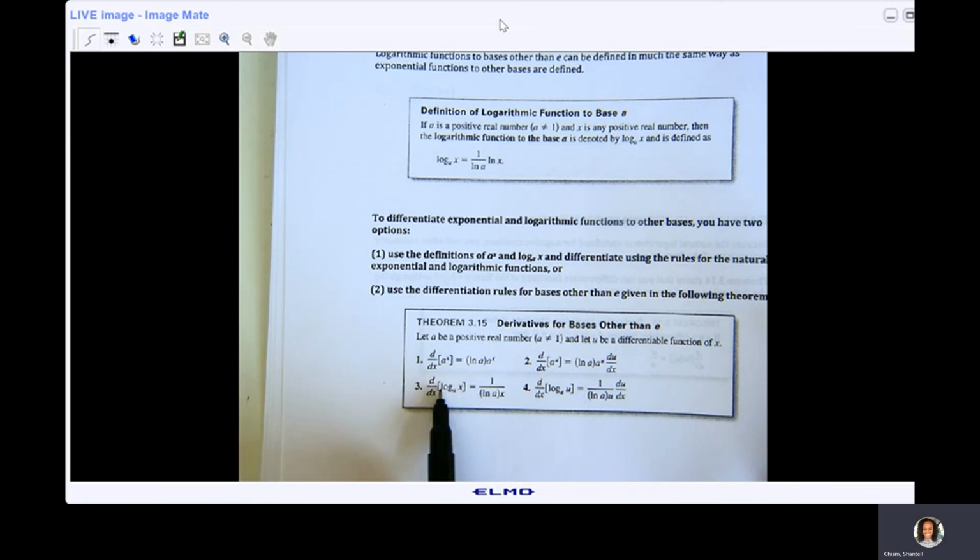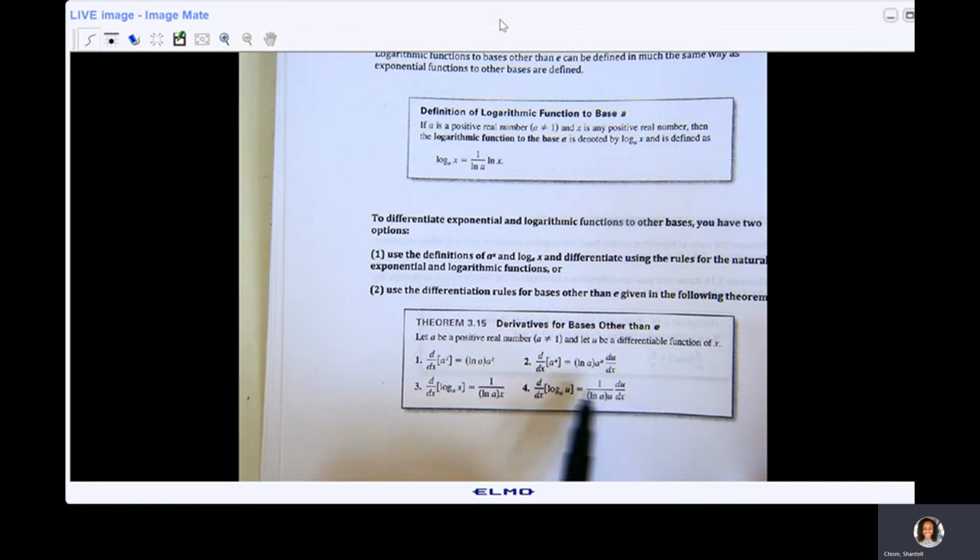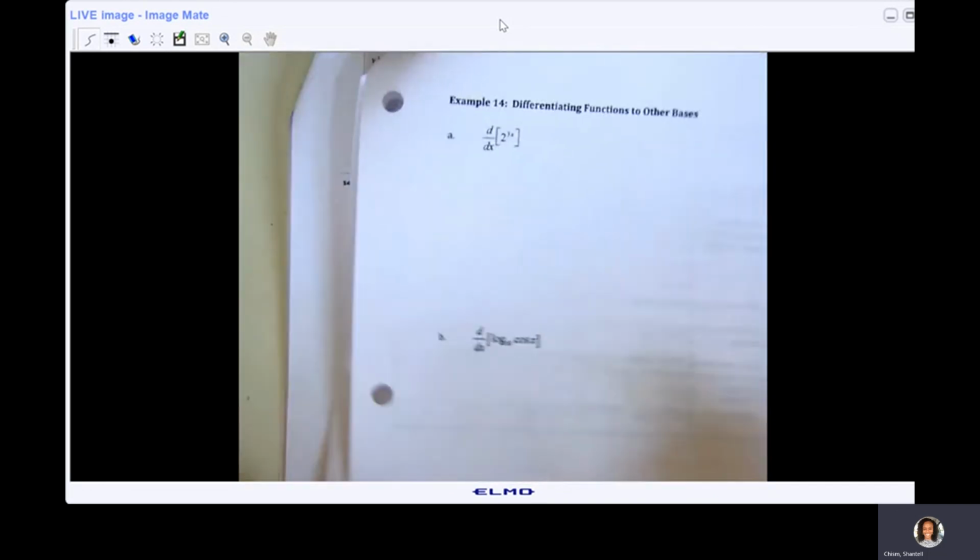Derivative of log x, if this was a base 10 or base e, would just be 1 over x. But then we've got that constant there, ln of a. Here, if you've got a composite function within it, it's still 1 over ln of a times u this time, of course, keeping the u, and then times the derivative of u itself. So let me look at that so you can see what I mean.